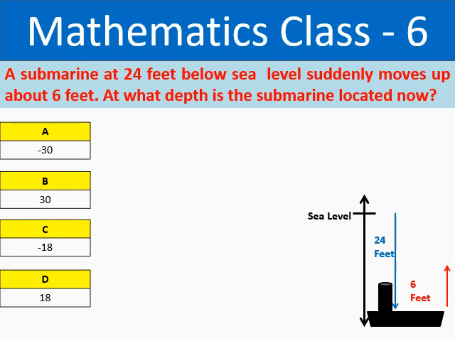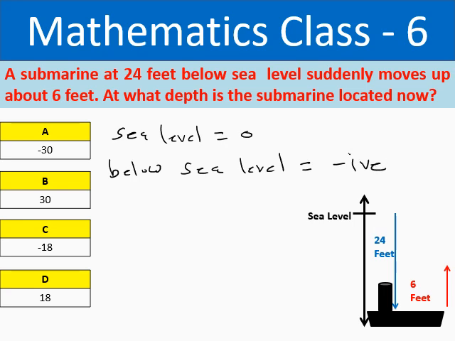A submarine at 24 feet below sea level suddenly moves up about 6 feet. At what depth is the submarine located now? So now the sea level is considered as 0. Below sea level is considered as negative integer. So here we can say the current position is minus 24.